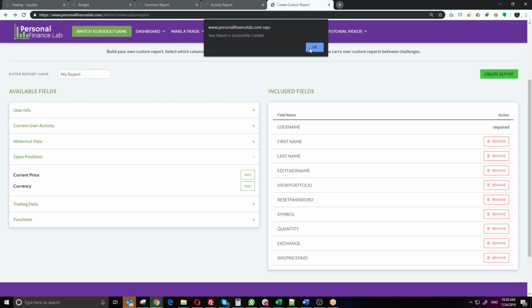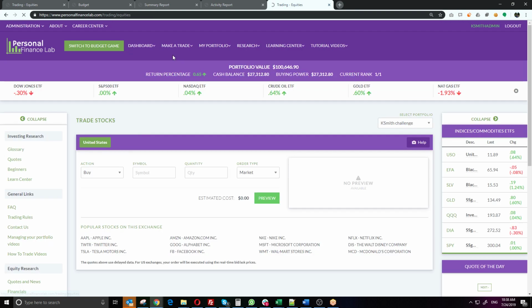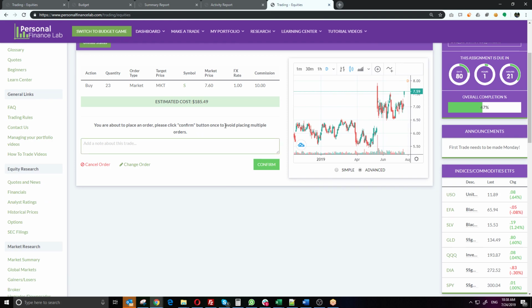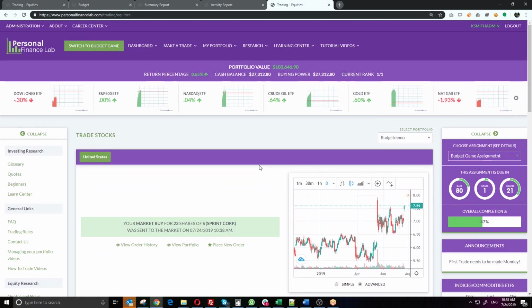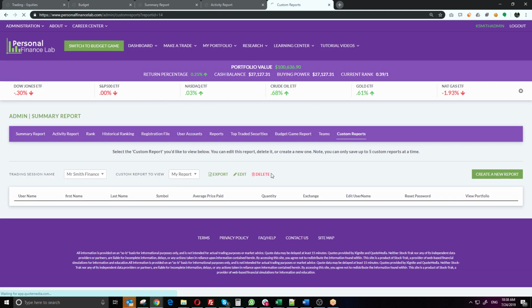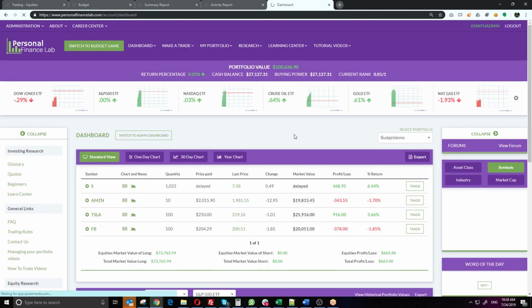I create the report, and now it's available for me where I'll be able to see all my students and all the stuff they're holding. This report is returning nothing because I have nothing in my portfolio, but if I actually buy something, this is where I enter my trade notes too. I can now go back to my report, and it's not loading yet. Some of the reports actually take 15-20 minutes to load all the data, so sorry about that. It's okay. Do you have any questions on the reporting?